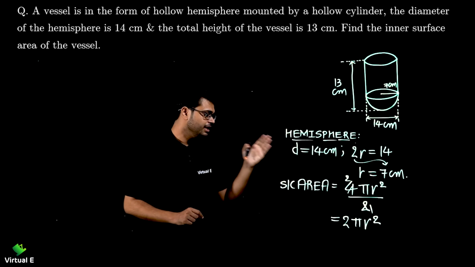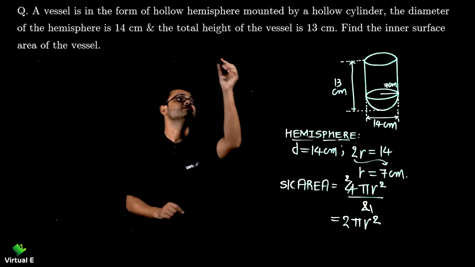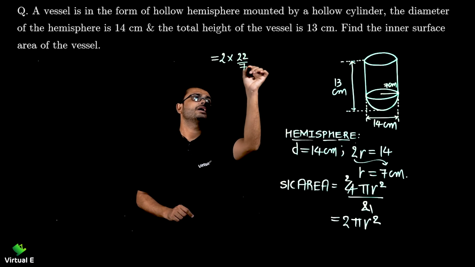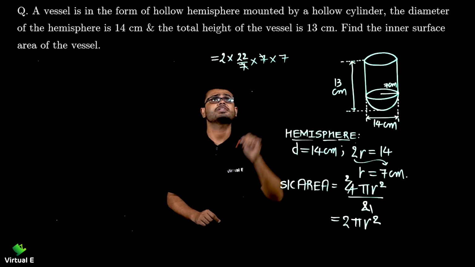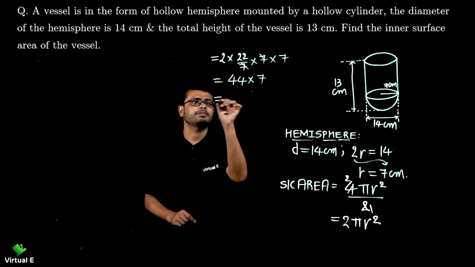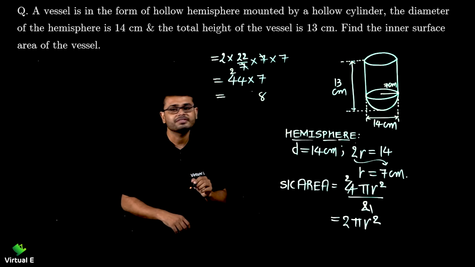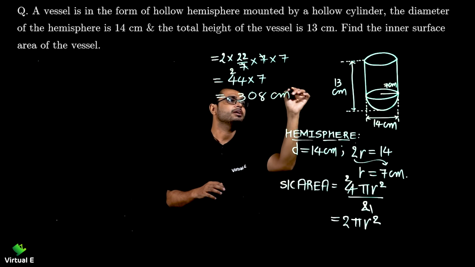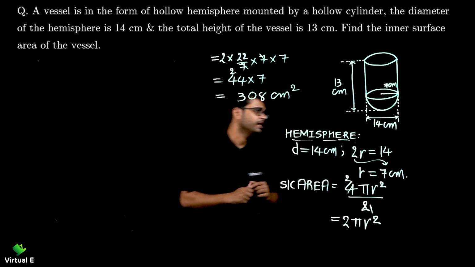Now let's substitute the values. Pi is 22 by 7, r is 7 only. So 2 as it is, pi 22 by 7, r square, 7 multiplied by 7, 7 cancel. Here 44 into 7. So let's multiply. 4 7s are 28, 8 here, 2 carry over. 4 7s are 28 plus 2, 30. So 308 centimeter square. Remember, we are talking about the area. So done, the area of hemisphere.